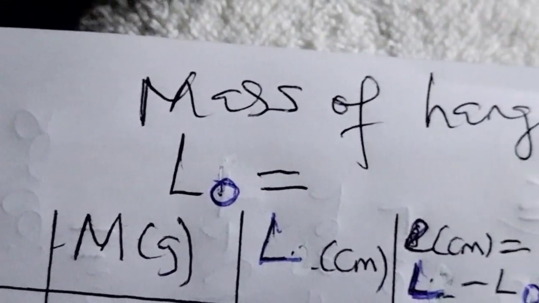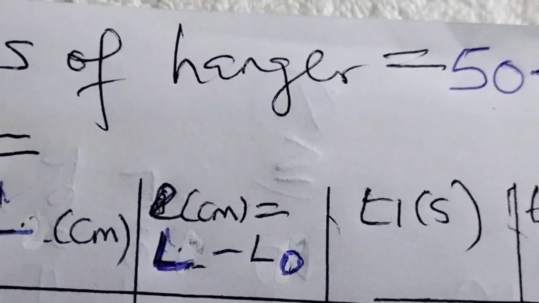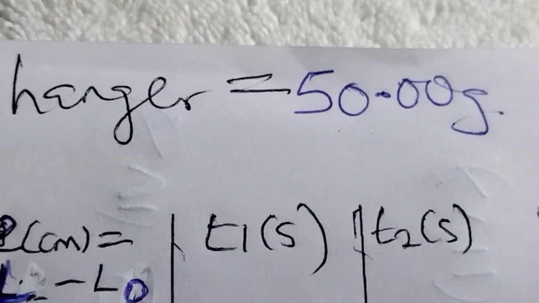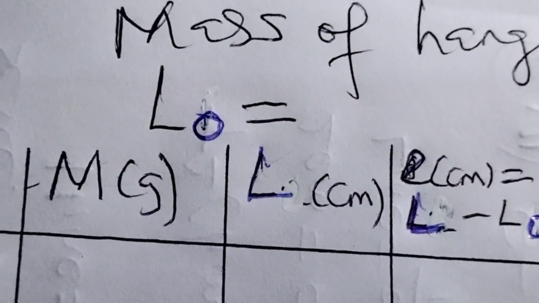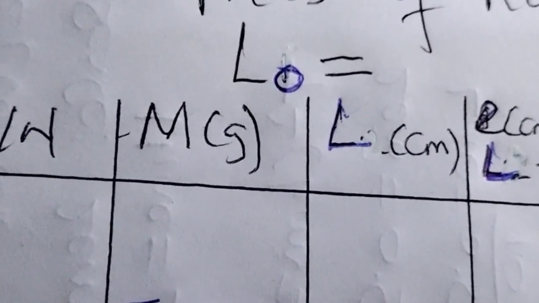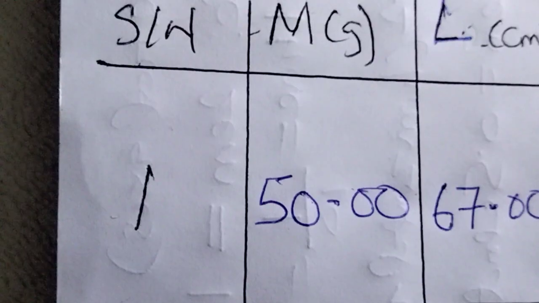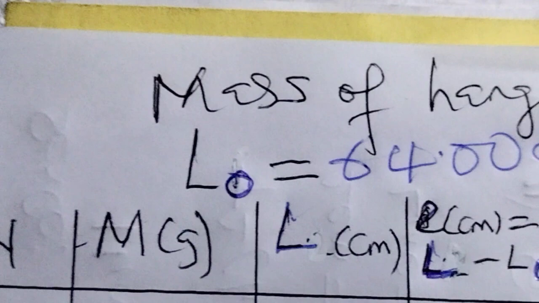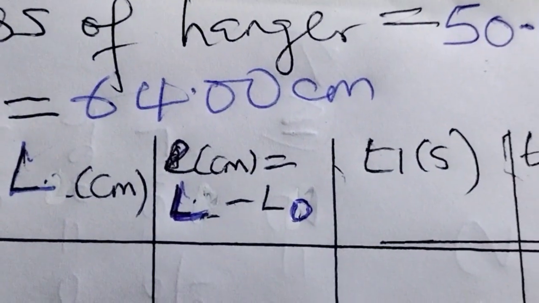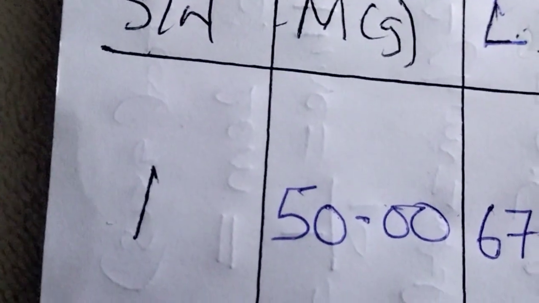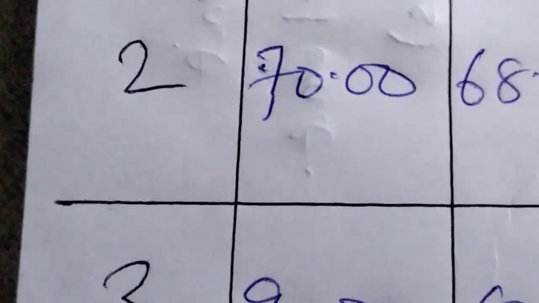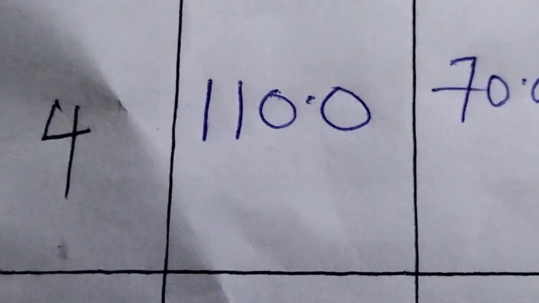So these are the readings obtained for the experiment. The mass of the hanger used is 50.00 gram, which is uniform for all schools. Then our L0 is 64.00. So our L0 is 64.00 cm. Okay. The masses slotted in are 50, 70, 90, 110, and 130.